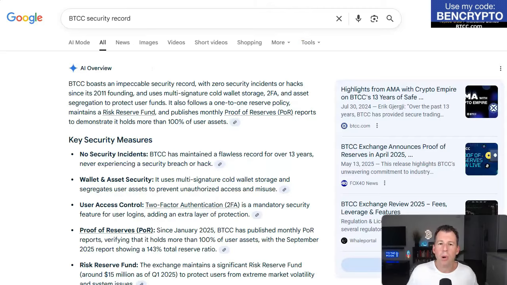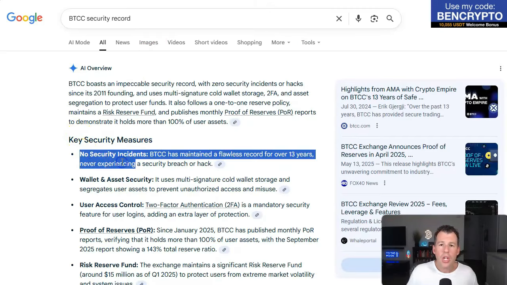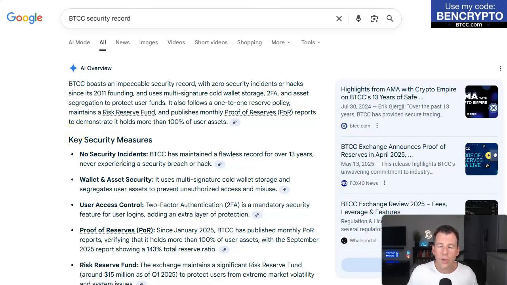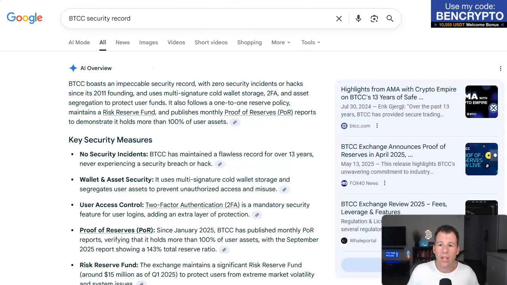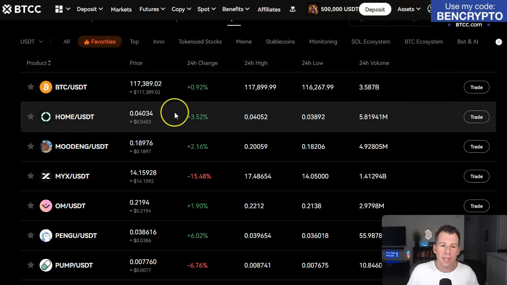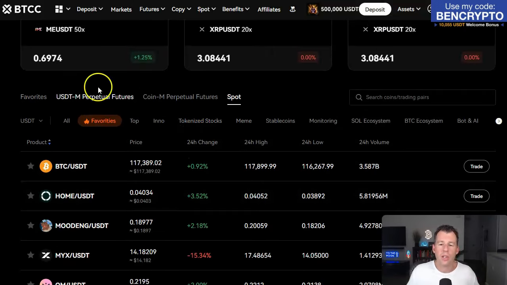Additionally, BTCC has a perfect security record in those 14 years. No hacks, no security incidents, and in the age where Bitforex is going belly up, in the age of FTX, Mt. Gox, Quadriga in Canada, all those exchanges have gone belly up, a perfect security record over a long 14-year track period. That is very important.